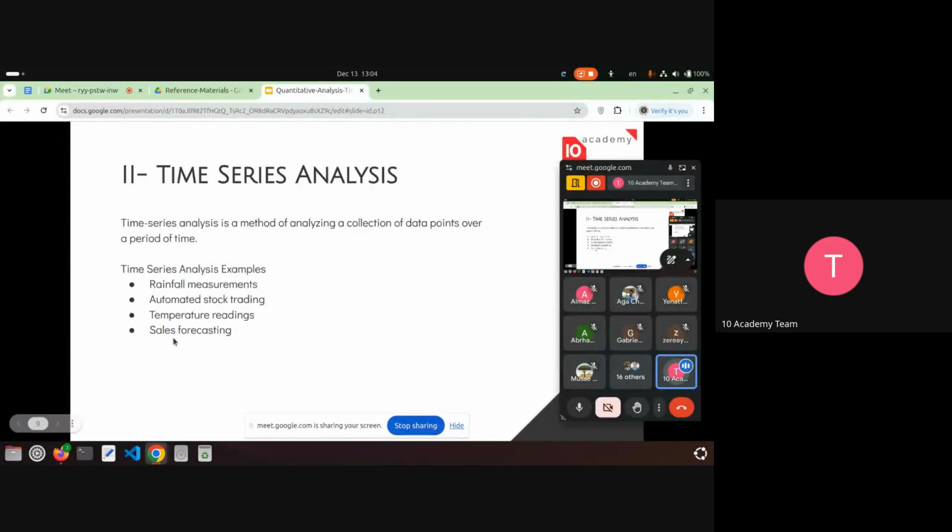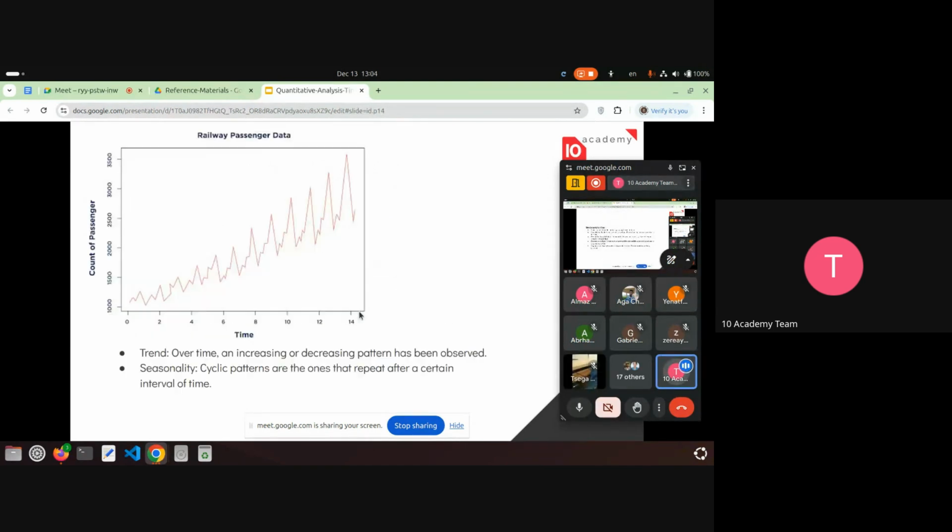So here are examples of time series data. It can be rainfall measurement collected maybe every day. Stock market data is also collected every day. Temperature readings can be collected every few hours, and so on. These are all time series data, and time series analysis can be used with any of this kind of data.